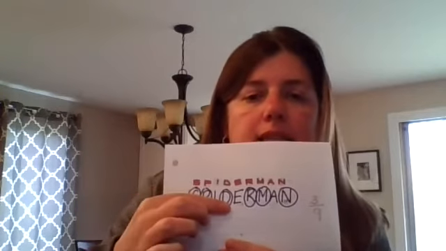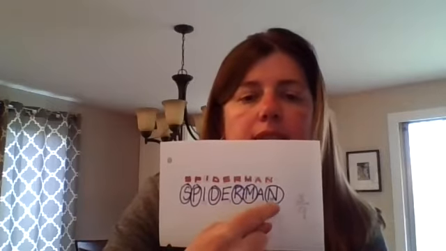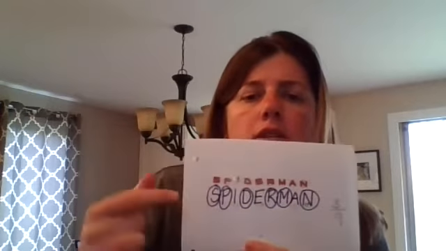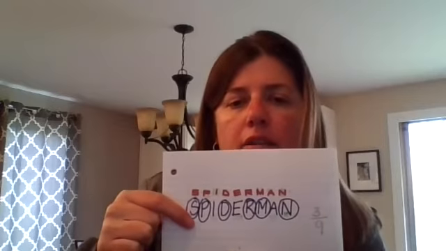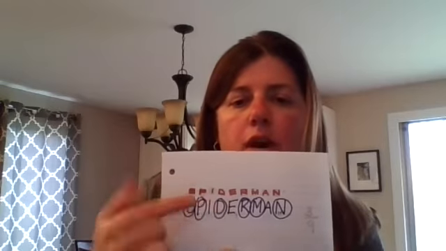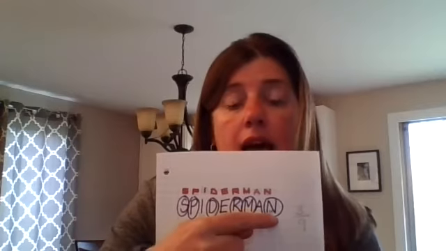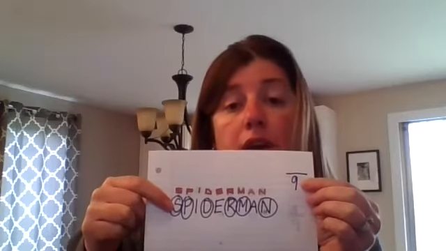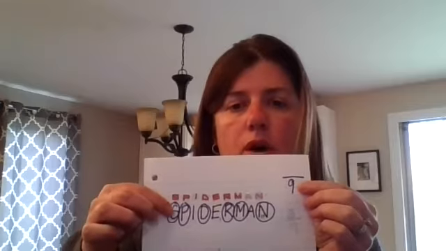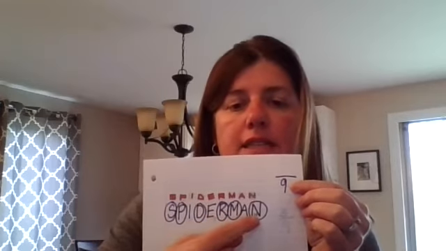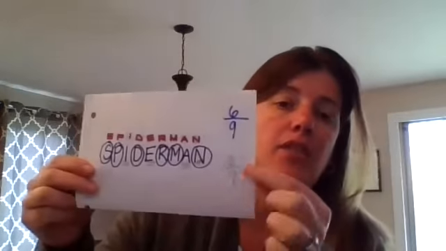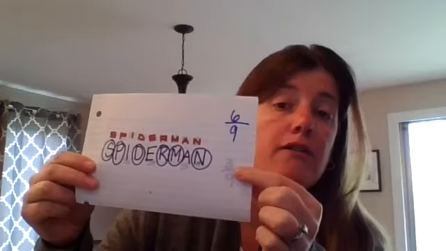And we see that S is a consonant, P is a consonant, D is a consonant, R is a consonant, M is a consonant, N is a consonant. So let's think about that. How many letters are there all together? Let's count again. 1, 2, 3, 4, 5, 6, 7, 8, 9 letters all together. So 9 will be the denominator, the number on the bottom. And then how many are the consonants? Those are the ones that I circled. 1, 2, 3, 4, 5, 6. So we know that 6/9 of the letters are consonants and 3/9 of the letters are vowels.